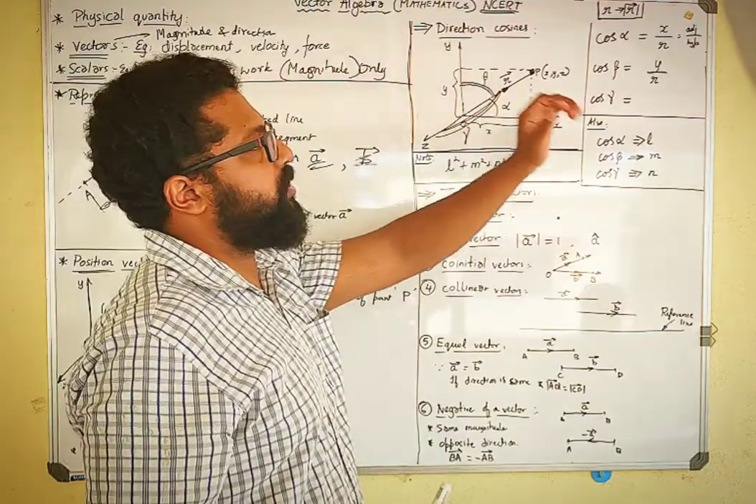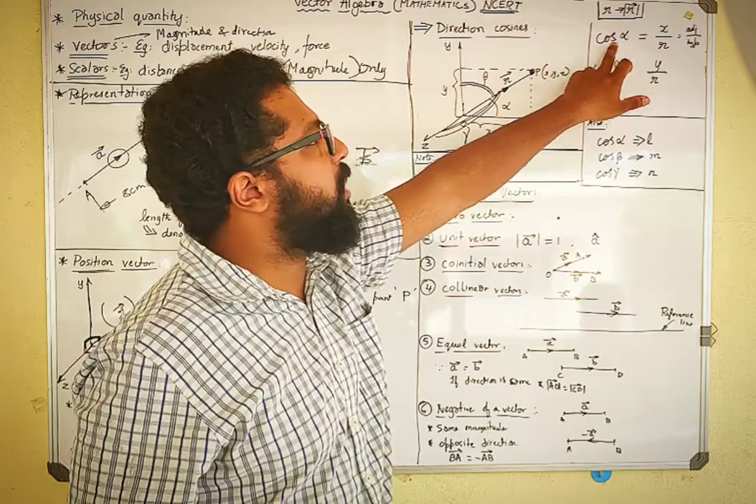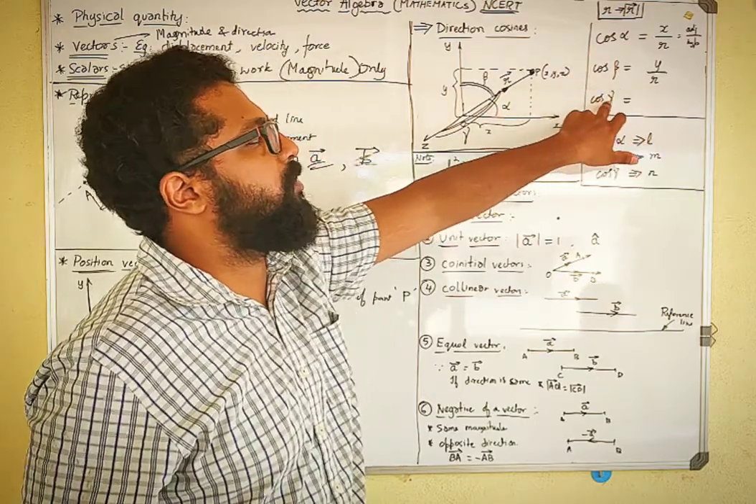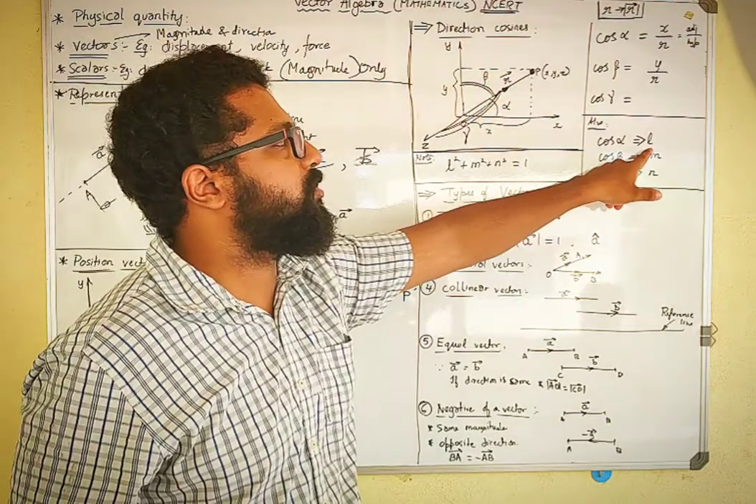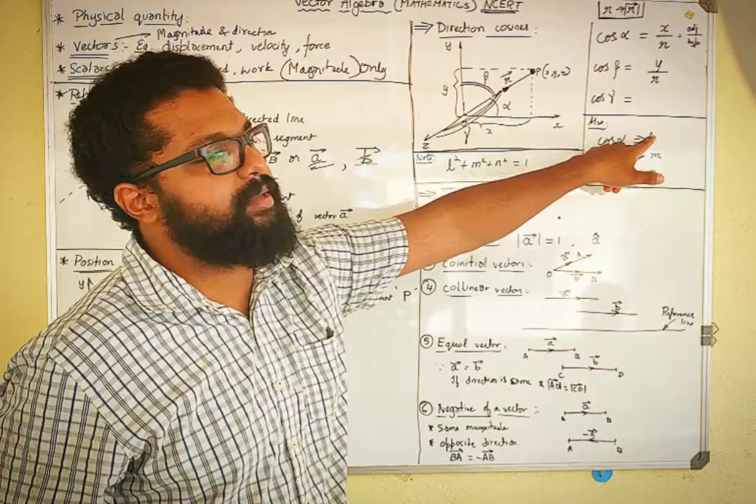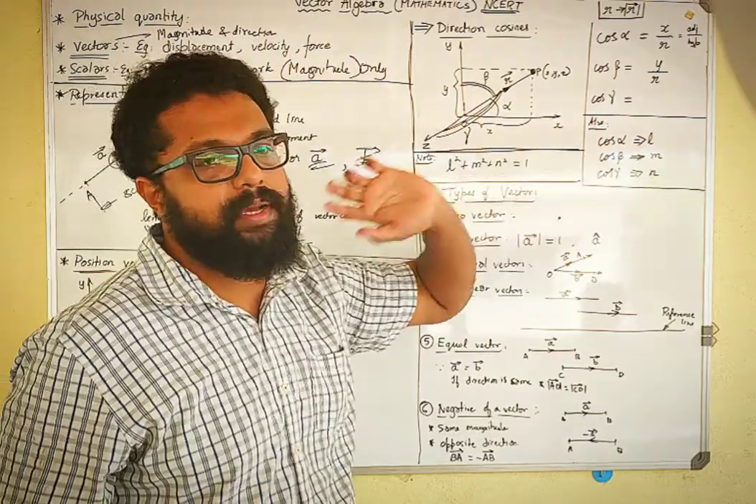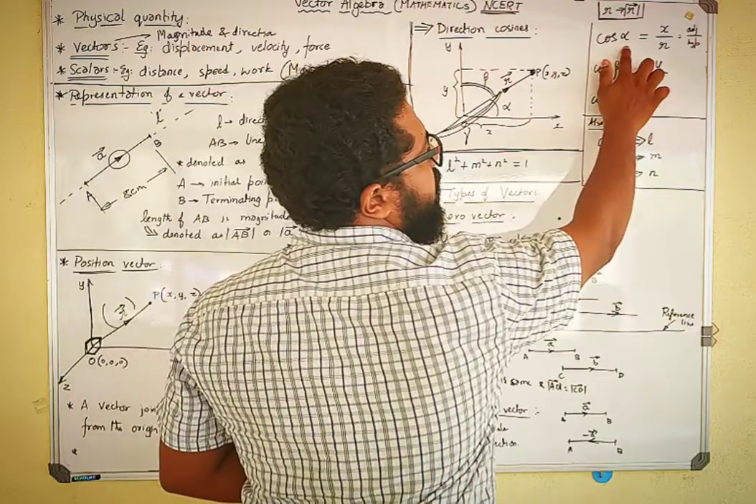Now, for the direction cosines, cos alpha, cos beta and cos gamma are nothing but the direction cosines. And these direction cosines are also called L, M and N respectively. Cos alpha is L, cos beta is M and cos gamma is N. So with this, I can find a value for cos alpha as well.